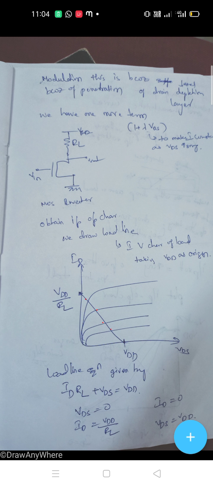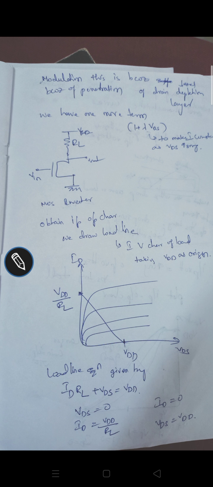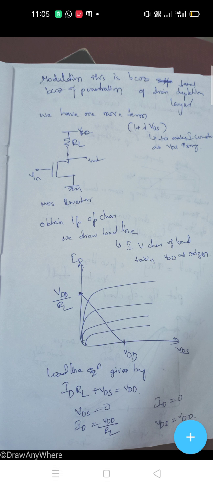These are the operating points. So these are the characteristics for different input voltages, that is, different gate voltages. Okay. So here, what happens if we increase the gate voltage? For example, here VDS is equal to VDD. Okay, VDS equals VDD. This is for input voltage VGS.